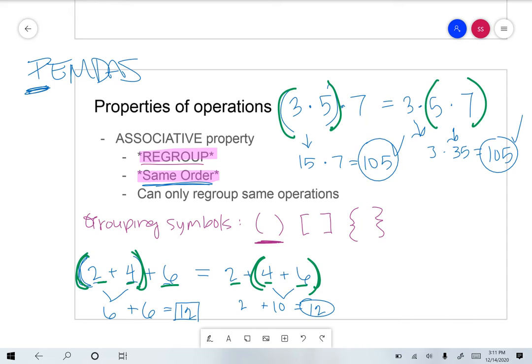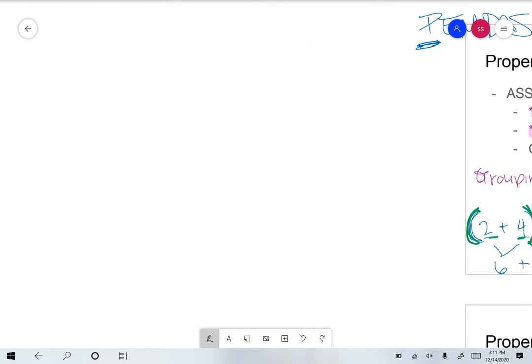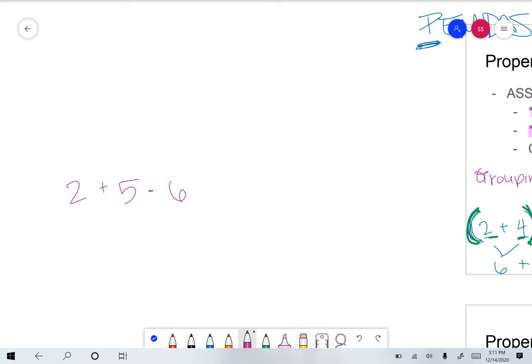Now, again, I want to emphasize that you can only regroup the same operations for this to work. Okay, what I mean by that is if we had something like 2 plus 5 times 6, and the 2 and the 5 are grouped. Let's first find the answer to this, and then see if we can regroup and still get the same answer. So again, order of operations would be parentheses first, so 2 plus 5 would be 7. 7 times 6 would give us a total of 42.